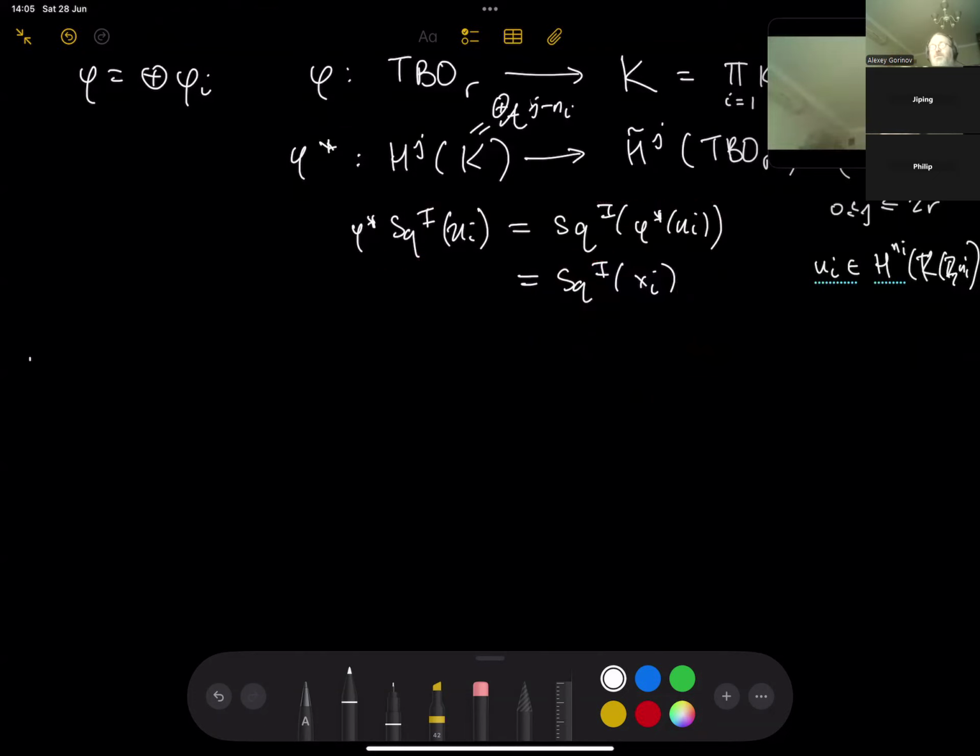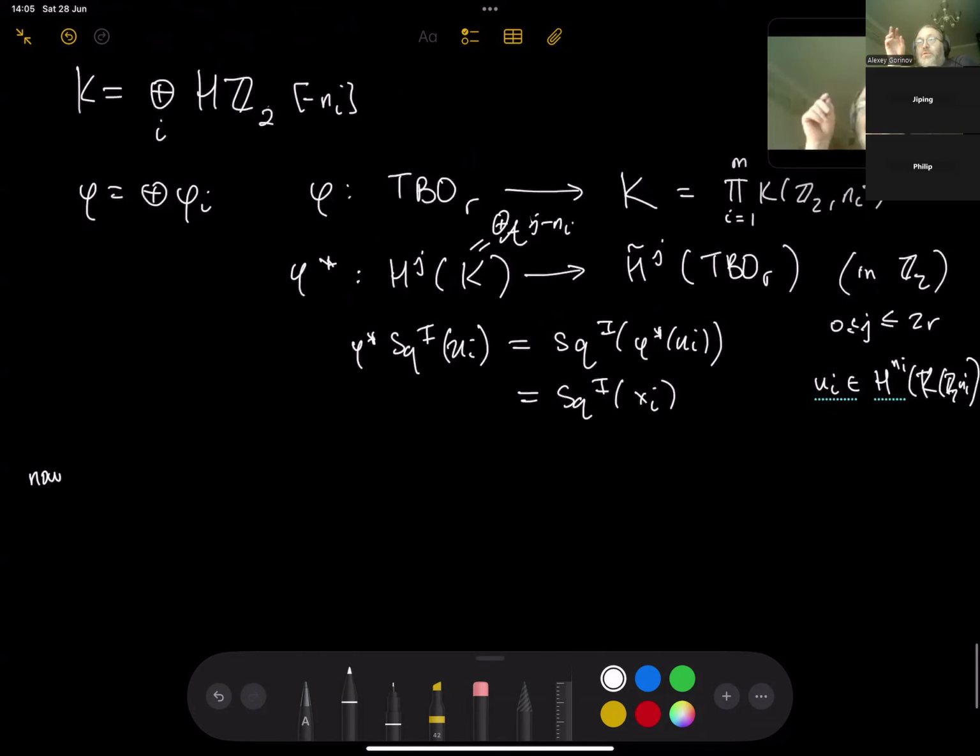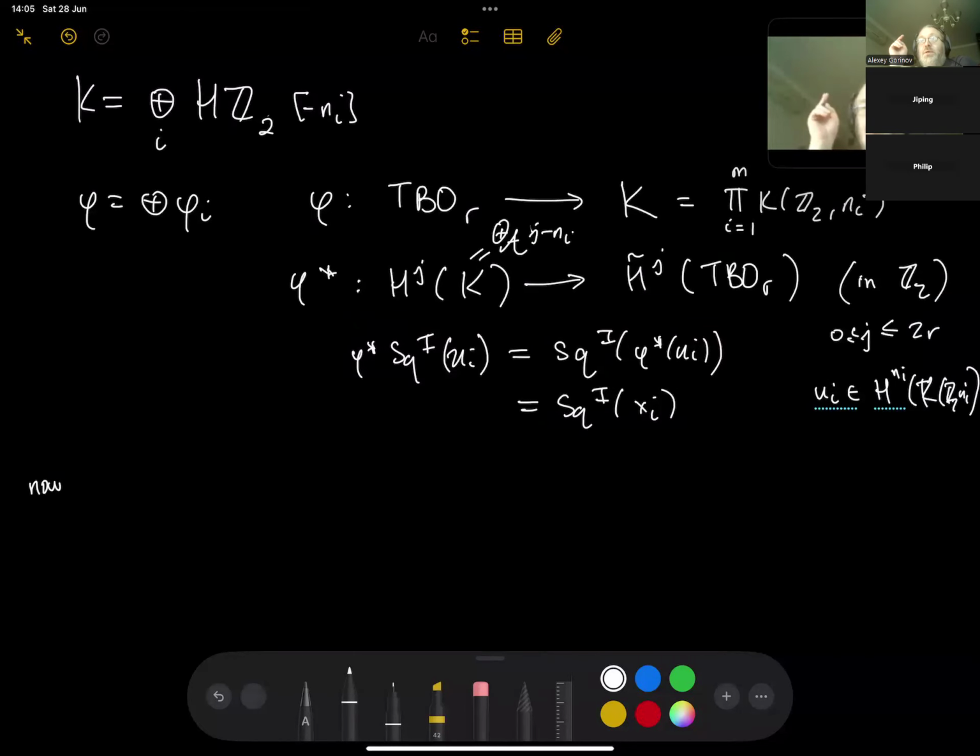So now let's recapitulate. We just showed that the space TBOR has the same cohomology as a product of the Eilenberg-MacLane spaces in degrees, basically up to R. And this is all we know so far.